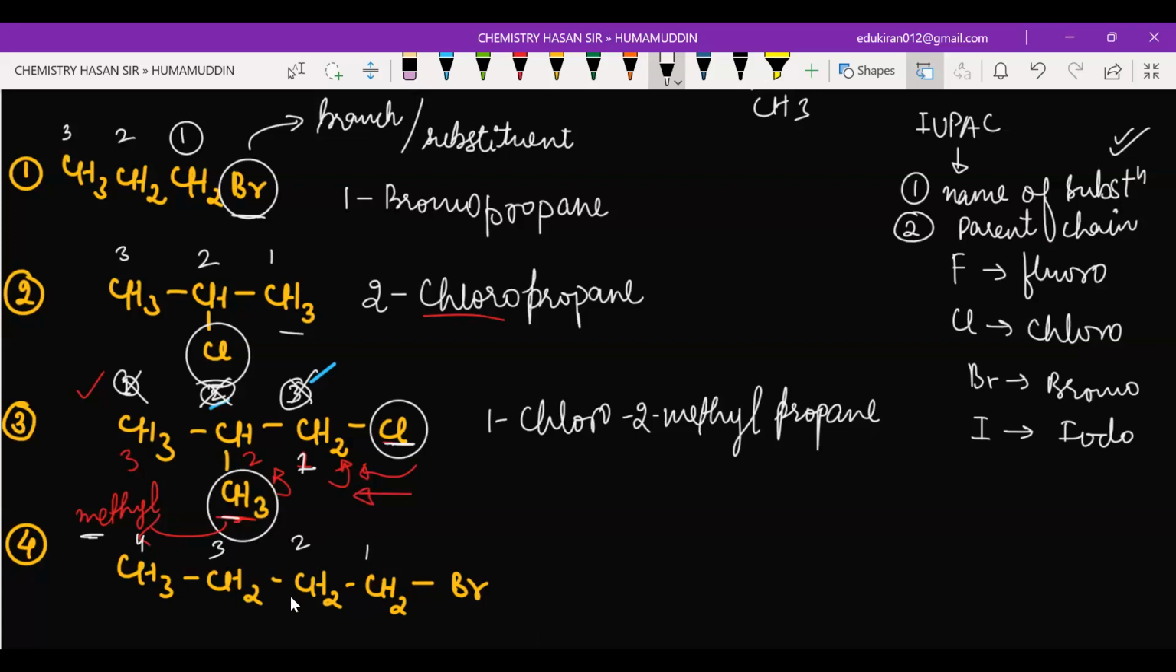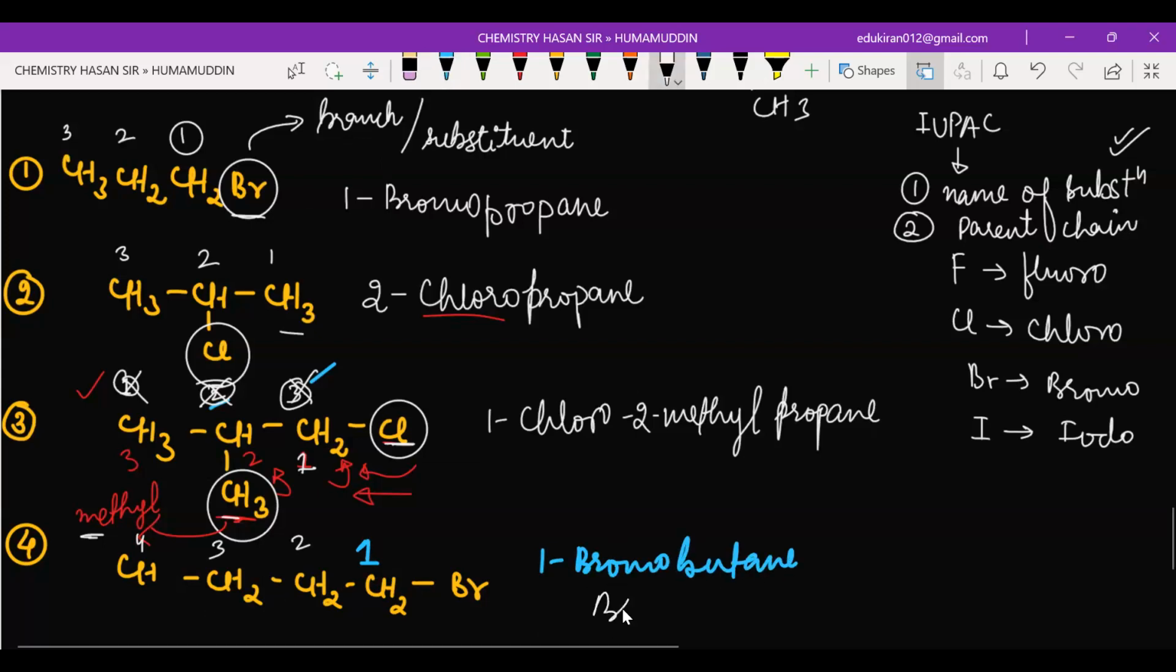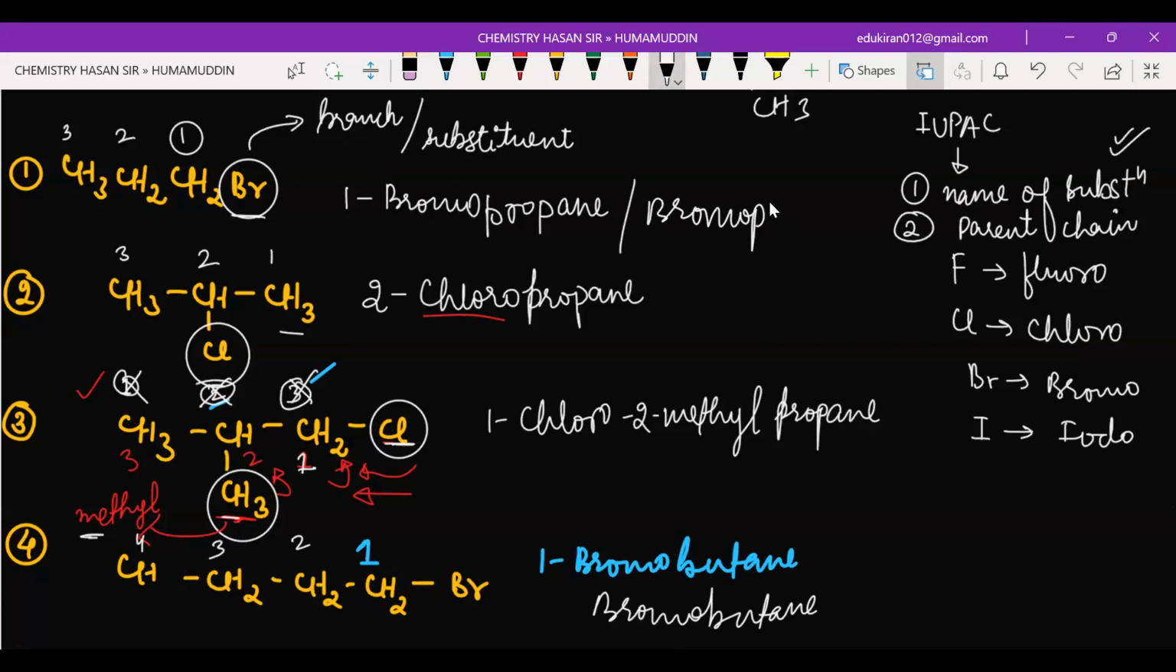Again, this is very easy. 1, 2, 3, 4. I didn't do numbering from left hand side because the branch will get fourth position, and if I do numbering from right hand side to left hand side, the branch will get first position, 1-bromobutane. Whenever the branch is at the first position, you can directly write bromobutane as well. You can write bromopropane here as well. It is understood that the branch is at first position. Got it? Yes, sir, got it. Please do write it.